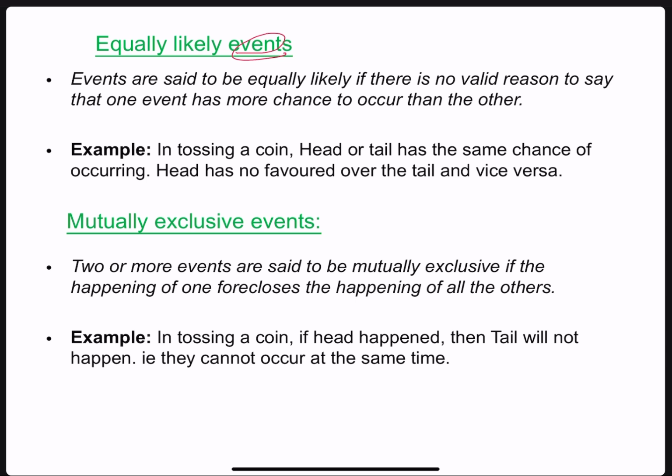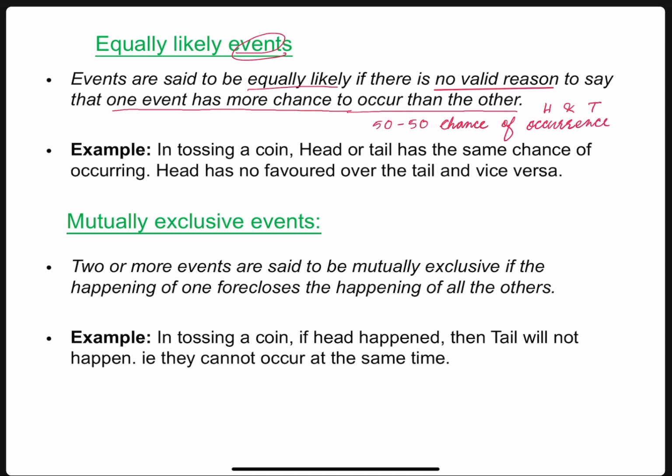What kind of event? Let's see. Events are said to be equally likely if there is no valid reason to say that one event has more chance to occur than the other. Let's take an example here. Head and tail. Can you say that when you toss a coin, head has more chance to occur than the tail? No, we cannot say. So both head and tail have a 50-50 chance of occurrence. When the outcomes have a 50-50 chance of occurrence, then we call this an equally likely event.